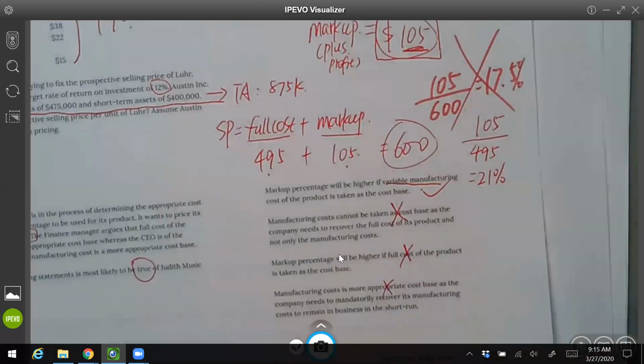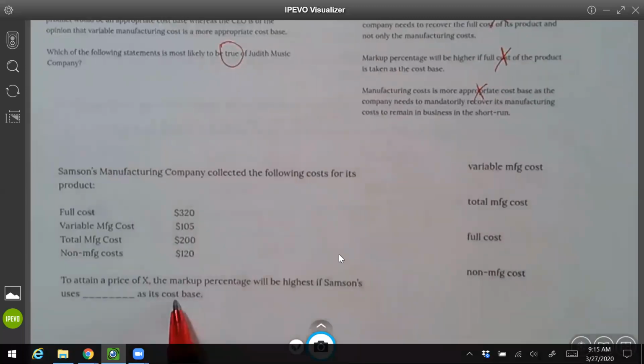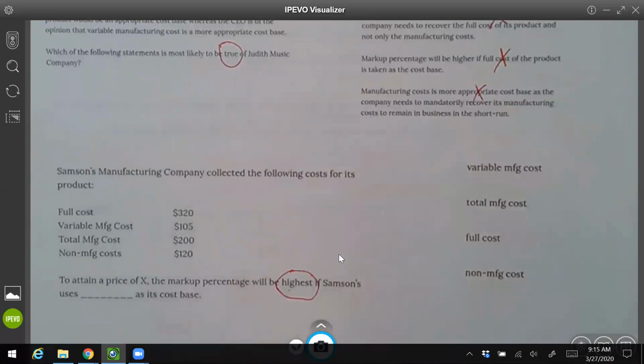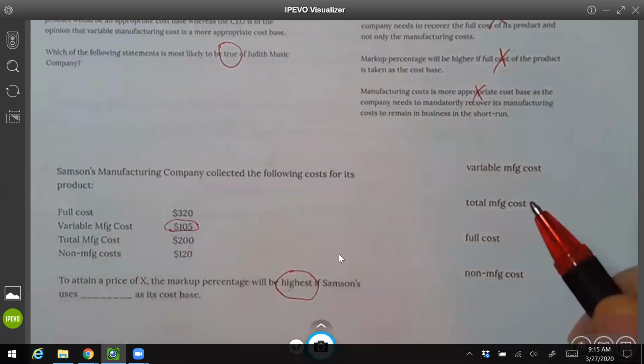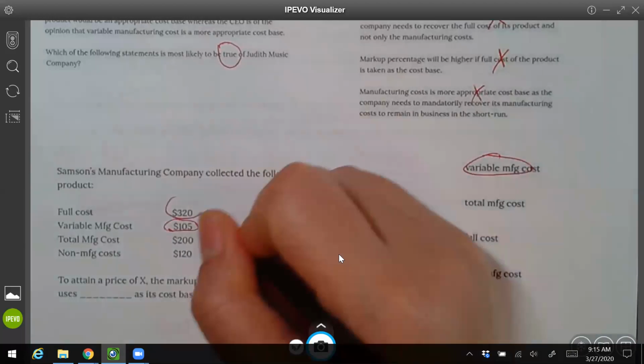Hope you have no question. Last one, I mentioned this in the lecture, but it said markup will be highest if we use what? Will be highest if we use the smallest cost base. Which one is smallest cost base? Variable manufacturing. So it will be variable manufacturing. I also ask you, what cost base should be used if we want to have the smallest markup percentage? I think you already knew that is the full cost, right?